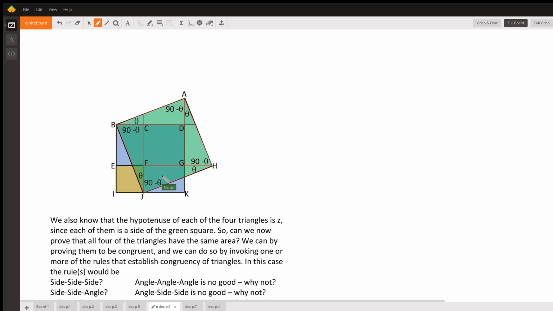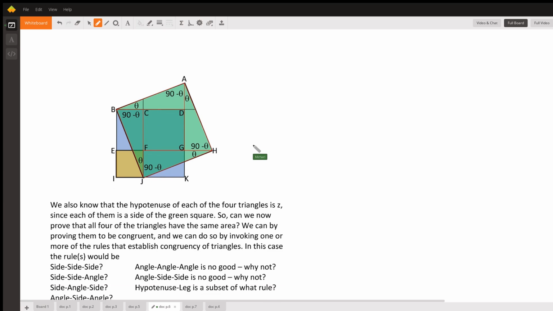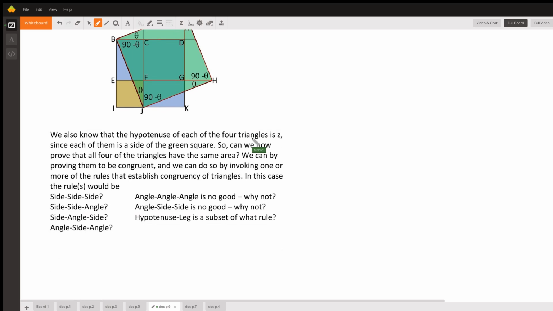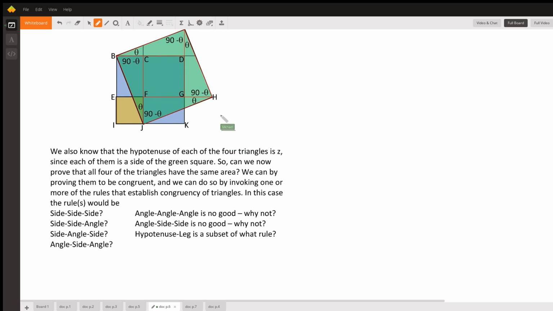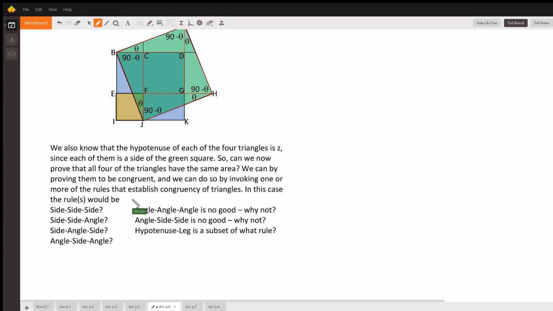So we know that each of these triangles has the same angles. And we know that the hypotenuse of each of these triangles is the same because it's equal to the hypotenuse of our original triangle, the side of the green square. So now, can we prove that all four of those triangles are congruent, and therefore have the same area? We can. There's various ways to prove they're congruent. So let's see which one or two of those we could use in this case.